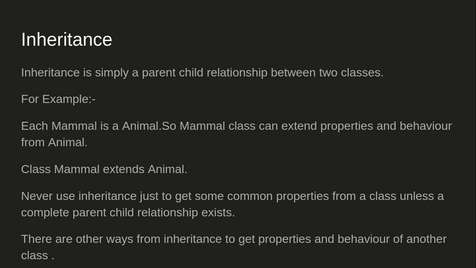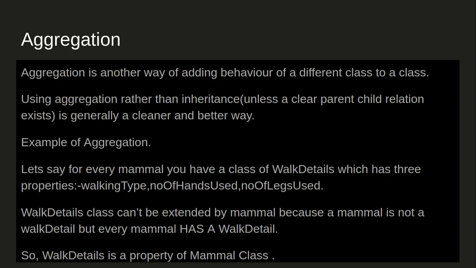A human will have some legs, count of hands, but a human has some properties which animals don't have, and animals have some properties which humans don't have. So you shouldn't be extending the animal class from the human class just to use properties like count of hands or count of legs. Let us move towards aggregation.